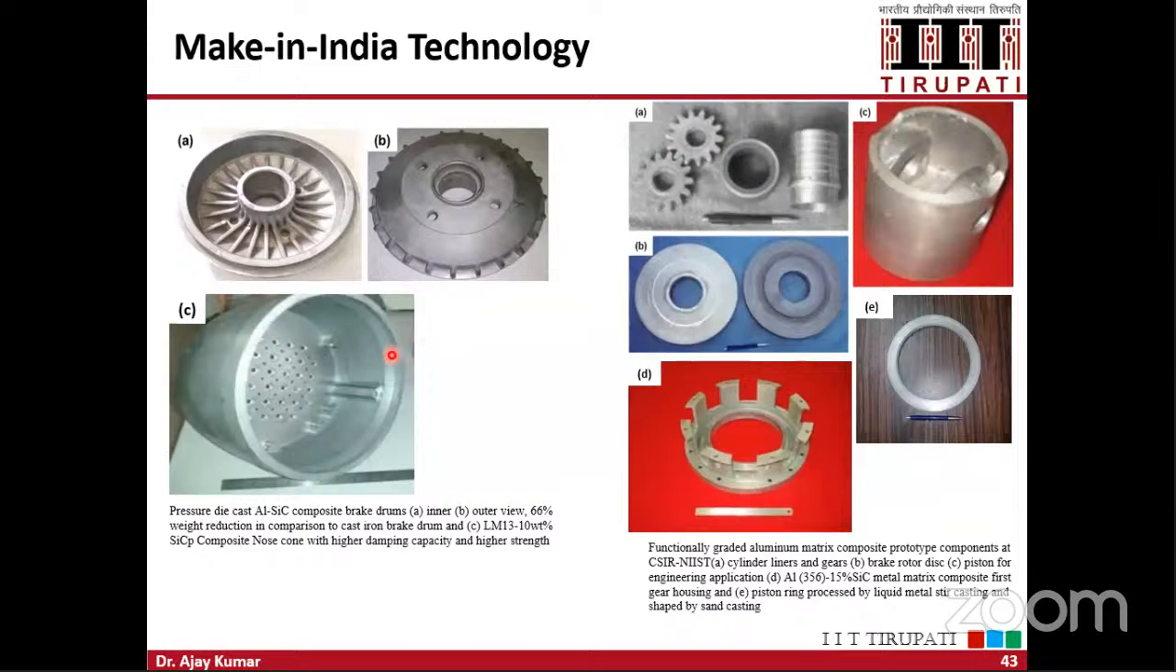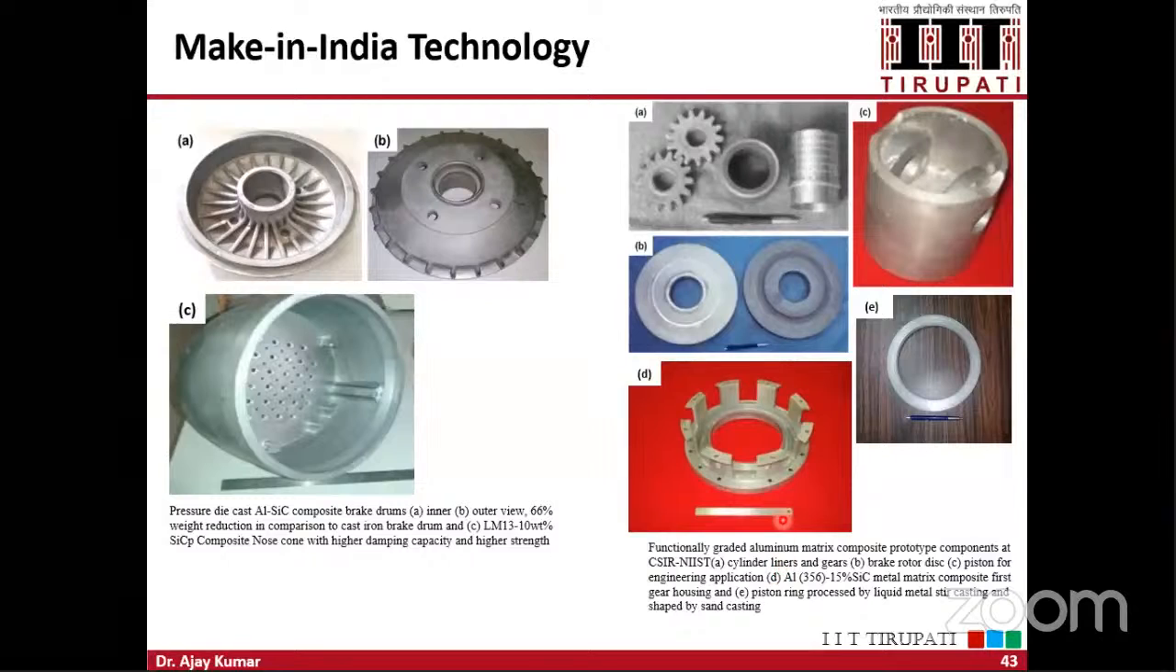Now let me give you glimpses of the composite materials being developed in different laboratories in India. This is an example of Make in India technology. These composite materials are developed at the Advanced Material Processing Research Laboratory, CSIR Bhopal. They are developing aluminum silicon carbide composites for brake drums. And this is another example of developing functionally graded aluminum matrix composite materials.